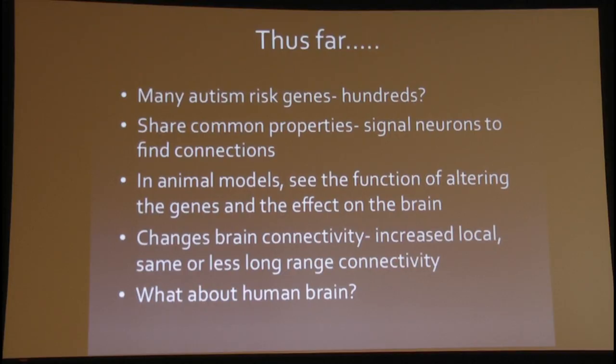Okay, all right, so thus far I've shown you that there are many, many autism risk genes, but they share these common properties: they signal neurons to find their connections. And in animals, we can see the effects of altering these genes and how they affect the brain, and they affect it by changing brain connectivity. In a very specific way, they do it by increasing local connectivity and having either the same or less long-range connectivity. So, human brain.